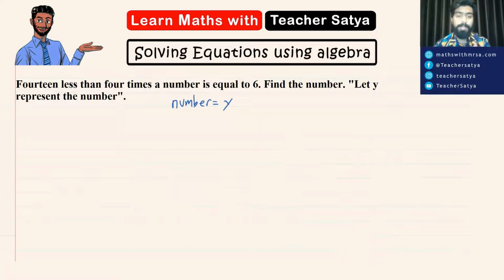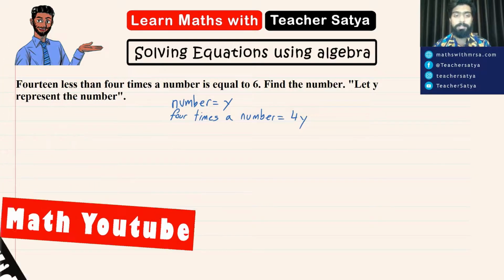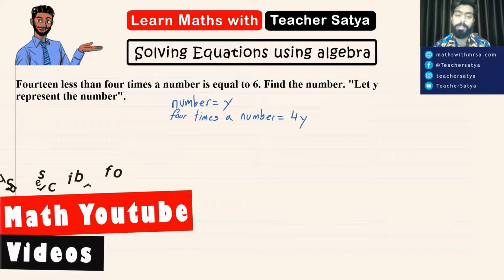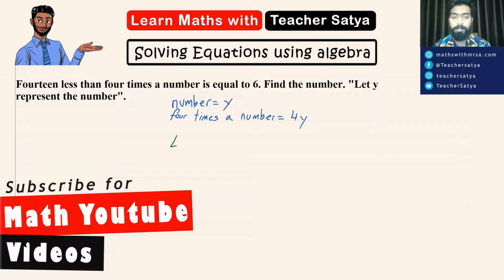So for example, if I have a number equal to 15, 4 times this number would be 4 times 15. Now in this case, when the number is equal to y, 4 times this number would be equal to 4 times y, which is equal to 4y. Right guys, now 14 less than 4 times the number is equal to 6. So we have 14 less than 4 times the number, which is 4y minus 14 is equal to 6.